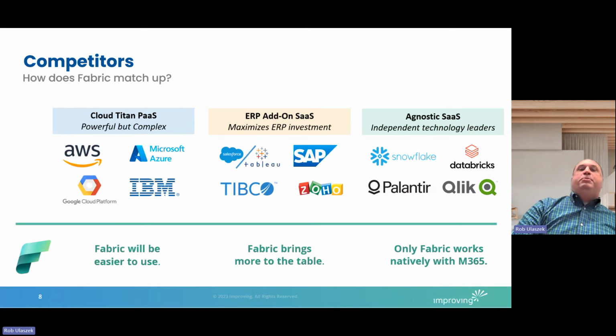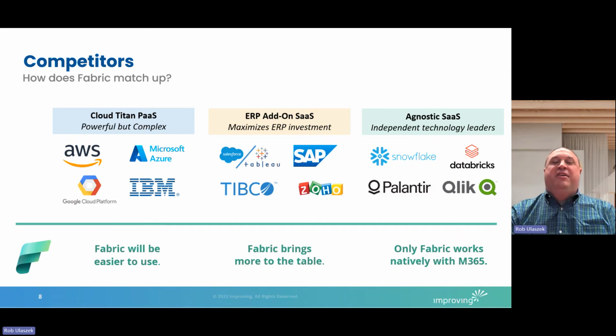How does Fabric match up? Let's break it down by category. First is what I call Cloud Titan PaaS. Big vendors like AWS, Azure, Google, IBM, all these offer a wide array of components that are powerful, but as a result, come with a lot of complexity. Really, it's apples to oranges when we try to compare Fabric. PaaS may be more powerful, but as a SaaS solution, Fabric will be easier to use. That was a mouthful.